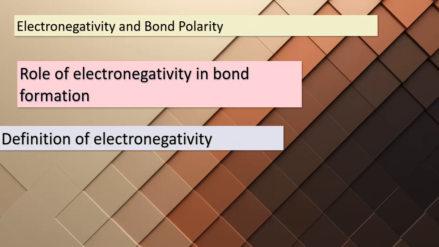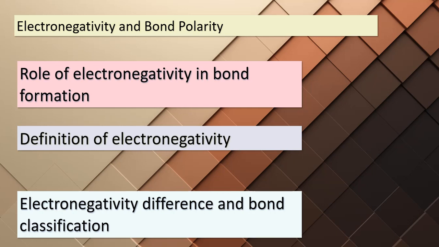Greetings, inquisitive minds. Today, we're immersing ourselves further into the world of chemical bonding. One key player in this realm is electronegativity. Electronegativity measures an atom's tendency to attract electrons in a chemical bond. Different atoms exhibit varying levels of electronegativity. When two atoms with differing electronegativities come together to form a bond, the more electronegative atom tends to pull the electrons closer, resulting in an uneven sharing of the electron cloud. This gives rise to bond polarity.